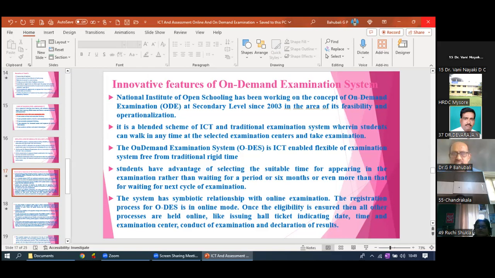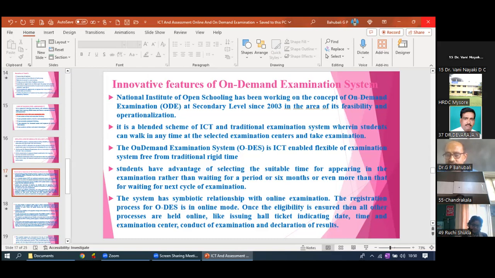So instead of waiting for the last day of the 6th month, he can take the examination well in advance, by informing the concerned authority about their readiness. They will make some sort of arrangement for conducting the examination. And the system has a symbiotic relationship with the online examination. Both are almost the same. Once the eligibility is ensured, all the other processes are held online, like issuing the hall ticket indicating the date, examination center, conduct of the examination, and declaration of results.